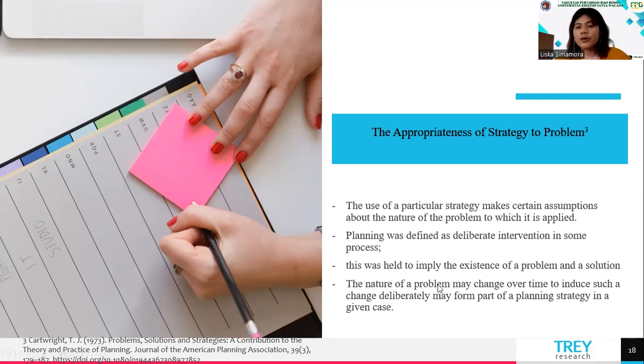The nature of a problem may change over time, such as poverty. Maybe in this year, the driver factor of poverty is that the income is low, but next year maybe it will be different. Another year maybe it will be different. So the problem keeps changing.